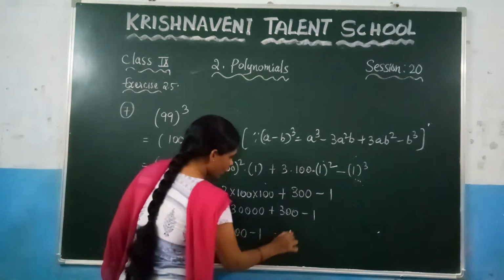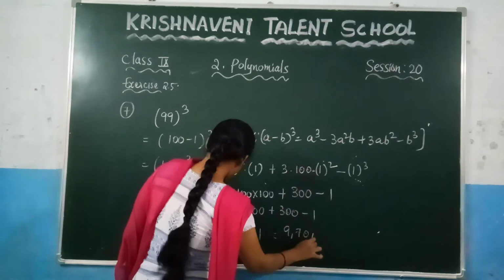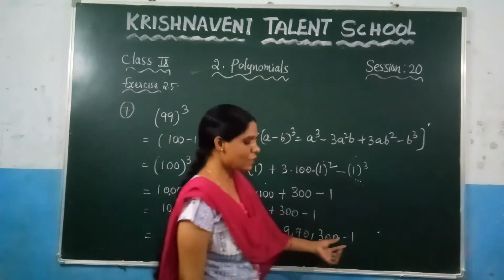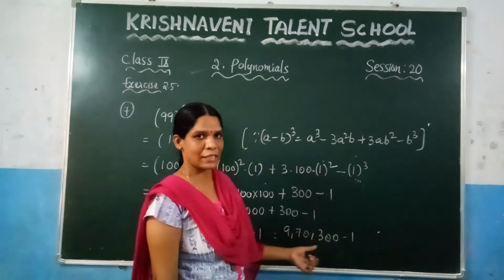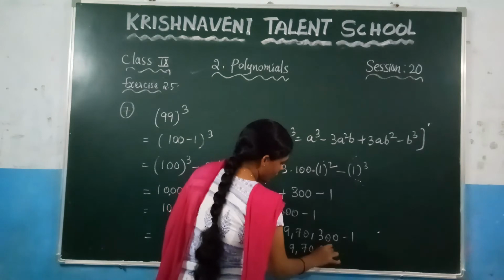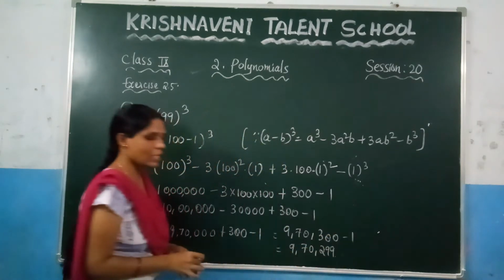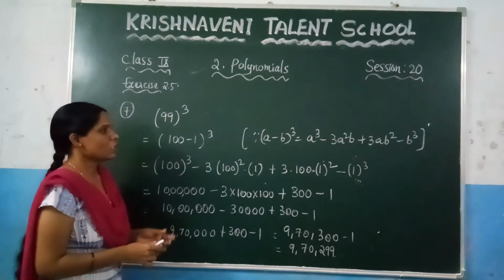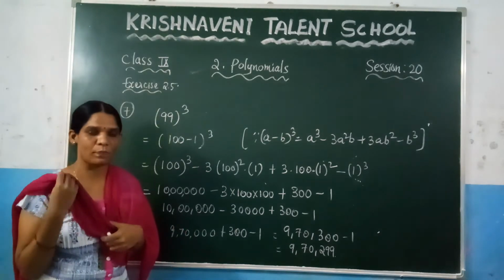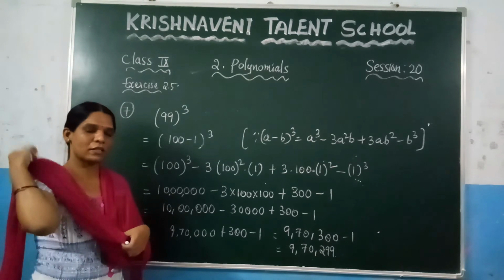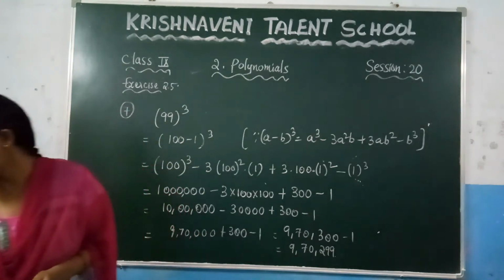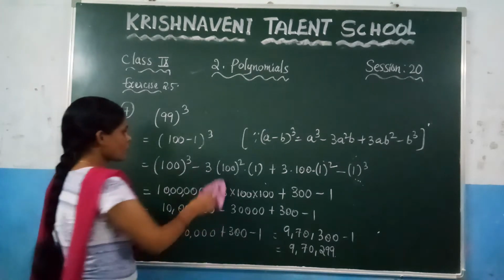So what did you get? 9,70,300 minus 1, which gives you 9,70,299. Like that you need to solve. By seeing the question, you need to know which identity to apply, so that you can change it into that form and apply the identity. Now see the next question.